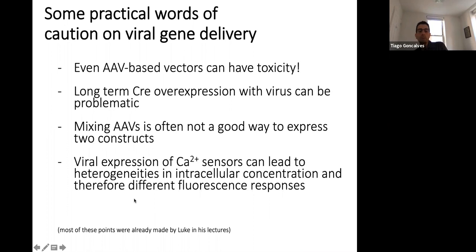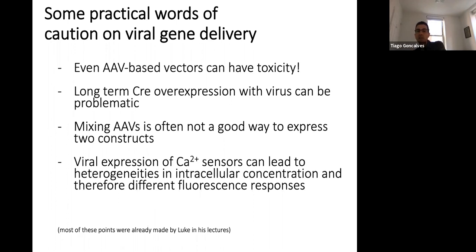Most of these points were made by Luke in his lecture. But long-term Cre overexpression, for example, when you use a virus to express Cre, can be problematic. Mixing AAVs is not a good way to express two constructs very often. You get either one or the other expressed. And the viral expression, and this is a comment I made, I saw that Luke actually put this in the comments for the last lecture.